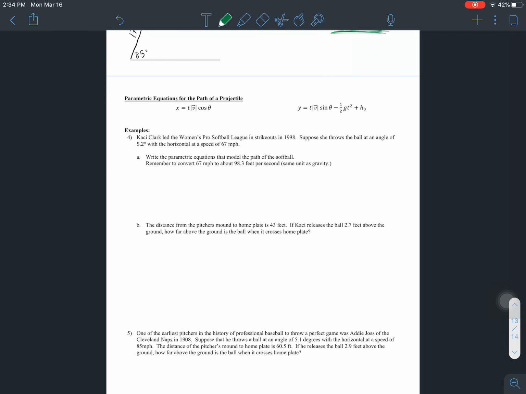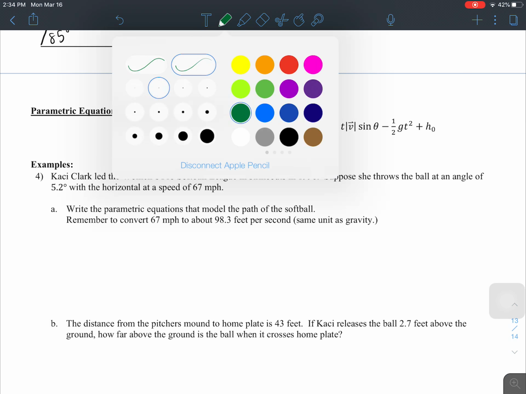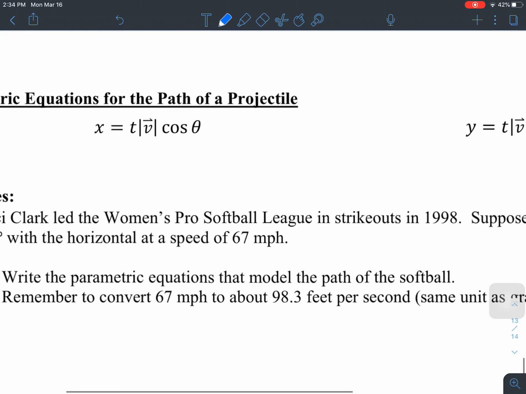of a projectile. And all parametric equations come in pairs, one for x in terms of t and one for y in terms of t. So we deal with x equals t times v, that initial velocity, cosine of theta. And this is our initial velocity. How fast is it initially going, at what angle to the ground, and for how long is it going there? And that's telling you the path horizontally.